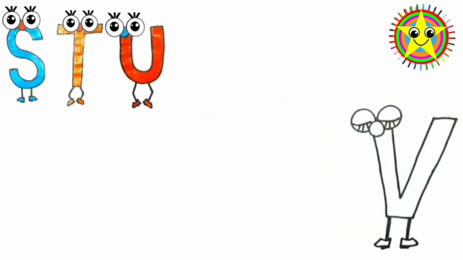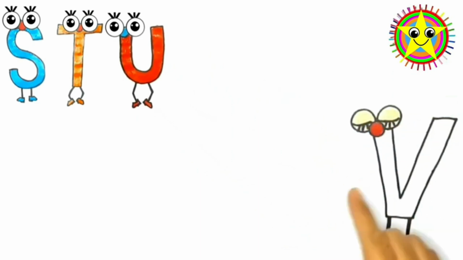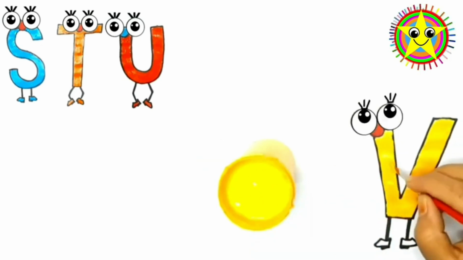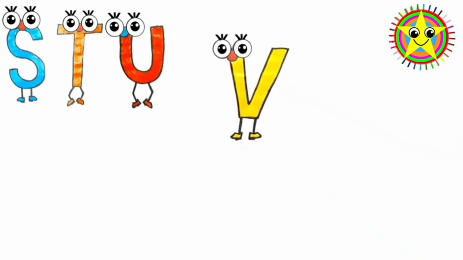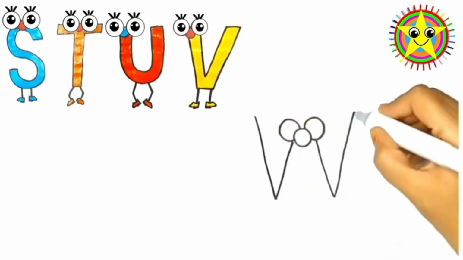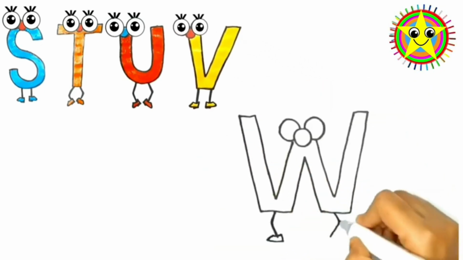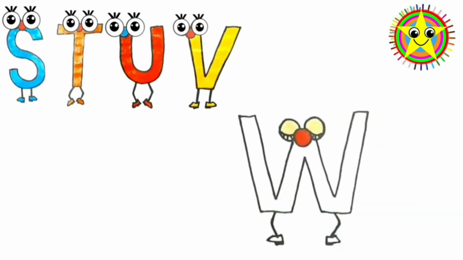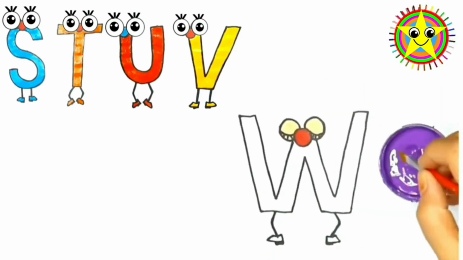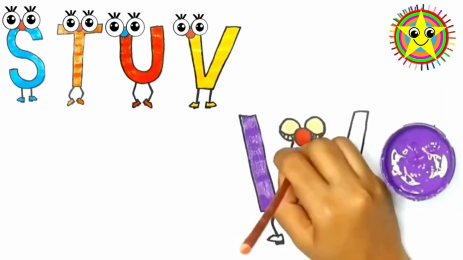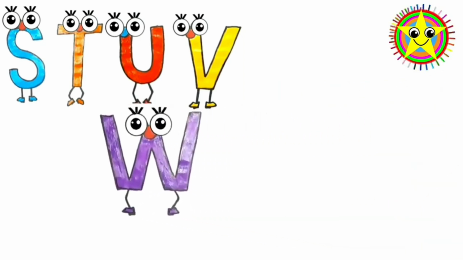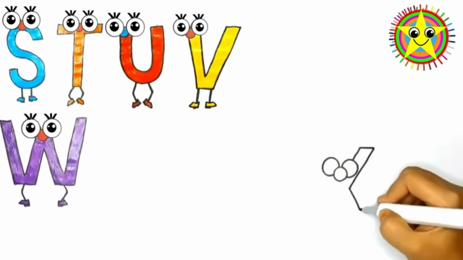V. A B C D E F G H I J K L M N O P Q R S T U V W X Y and Z. Now Purple. Now you know your ABC. Next I want you to say with me.